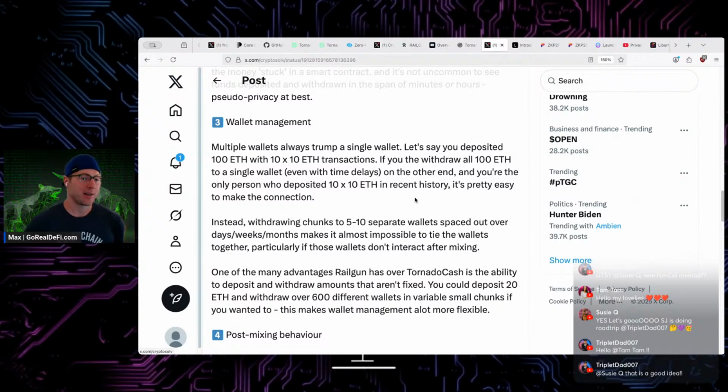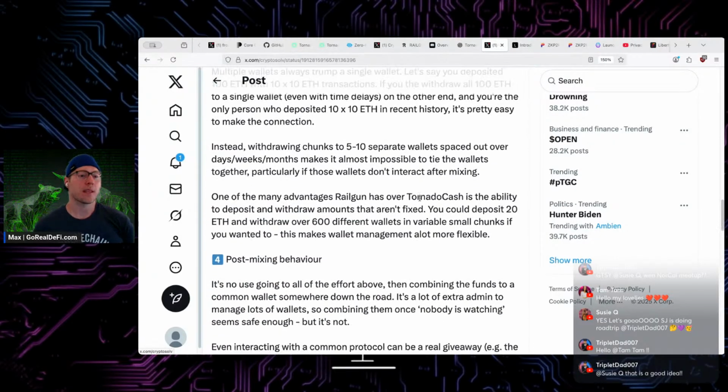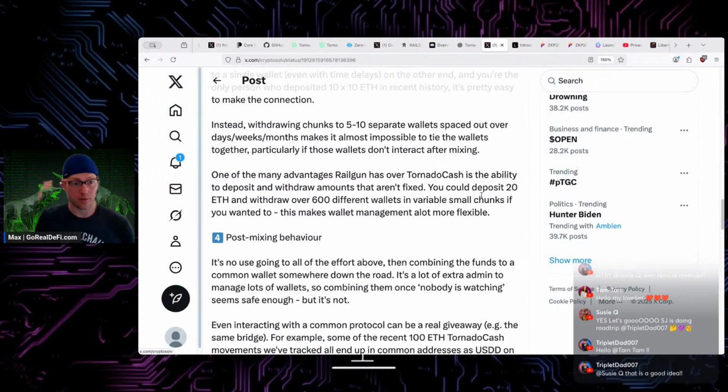Let's say you deposit 100 ETH with 10 times 10 ETH transactions. If you withdraw all the 100 ETH in a single wallet, even with time delays on the other end, and you're the only person who deposited 10 times 10 ETH in recent history, it's pretty easy to make the connection. Instead, withdrawing chunks to 5 to 10 separate wallets spaced out over days, weeks, months makes it almost impossible to tie the wallets together, particularly if those wallets don't interact after mixing.